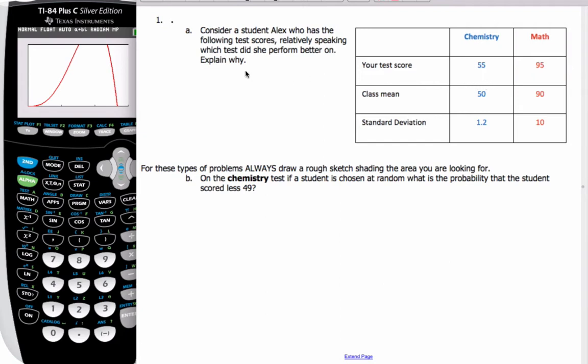But if you want to compare them, you need to be able to compare similar things. So I'm going to take them and put them onto the z-axis. I'm going to convert them both to z-scores.